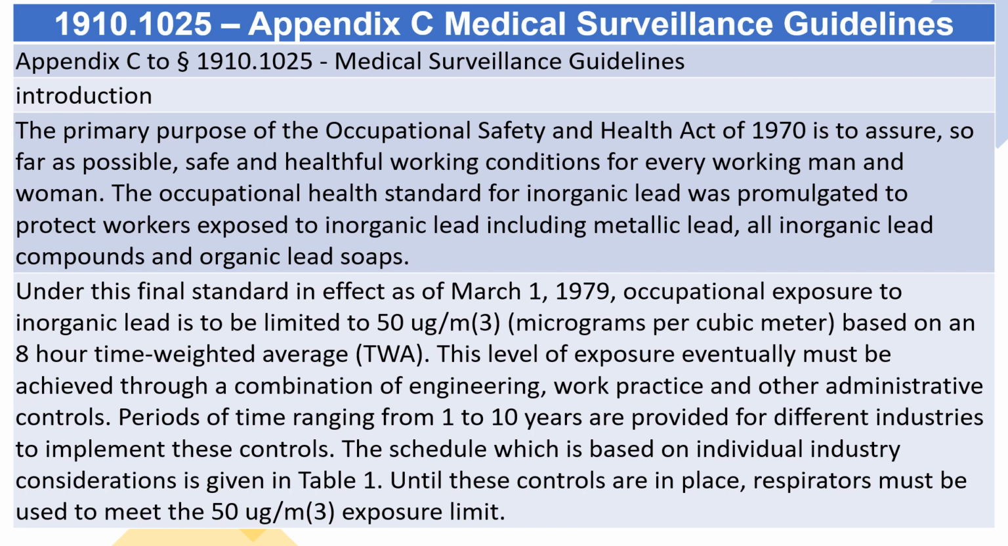This level of exposure eventually must be achieved through a combination of engineering, work practice, and other administrative controls. Periods of time ranging from 1 to 10 years are provided for different industries to implement these controls. The schedule, which is based on individual industry considerations, is given in Table 1. Until these controls are in place, respirators must be used to meet the 50 µg/m³ exposure limit.